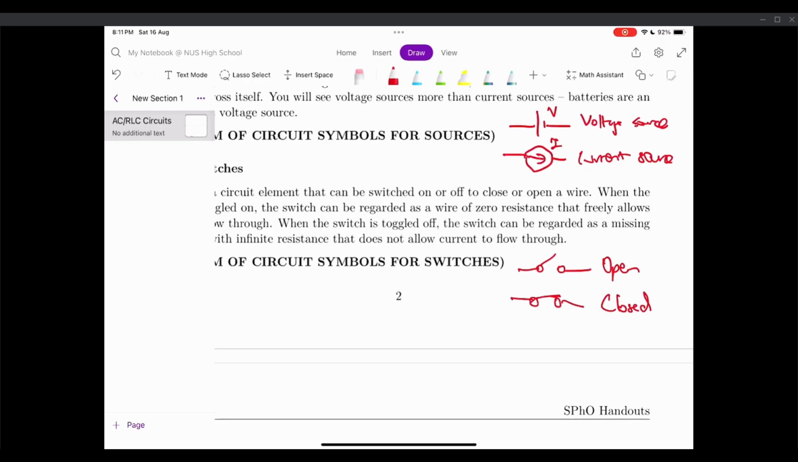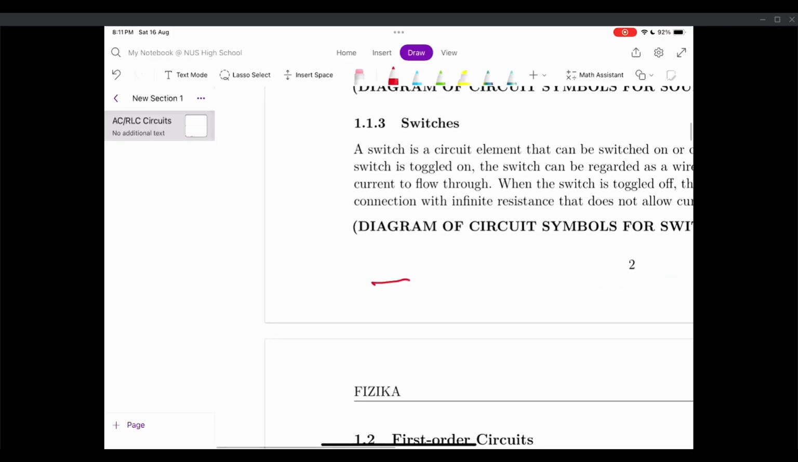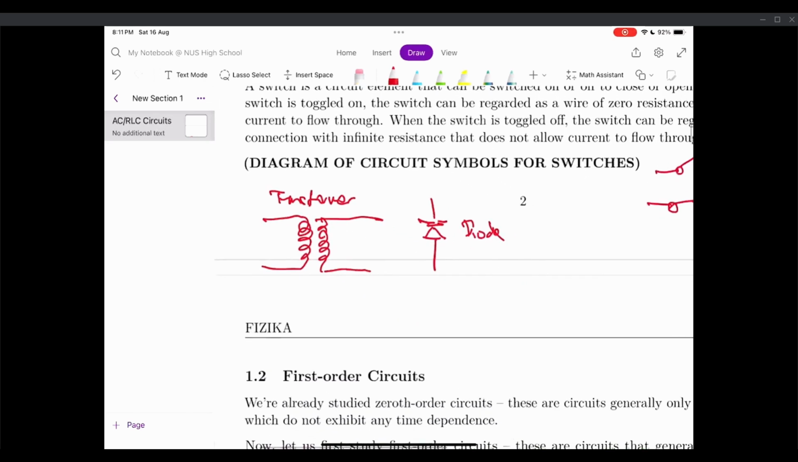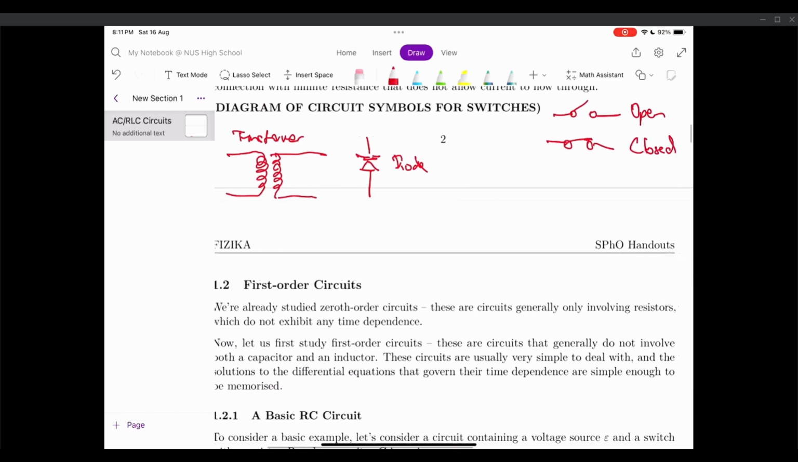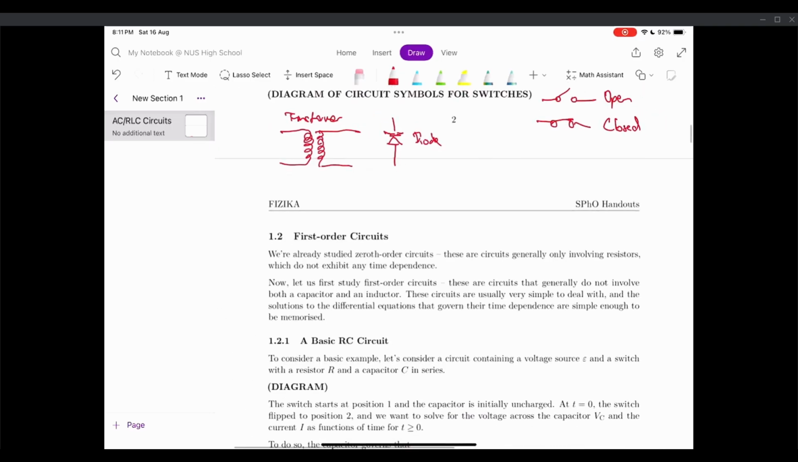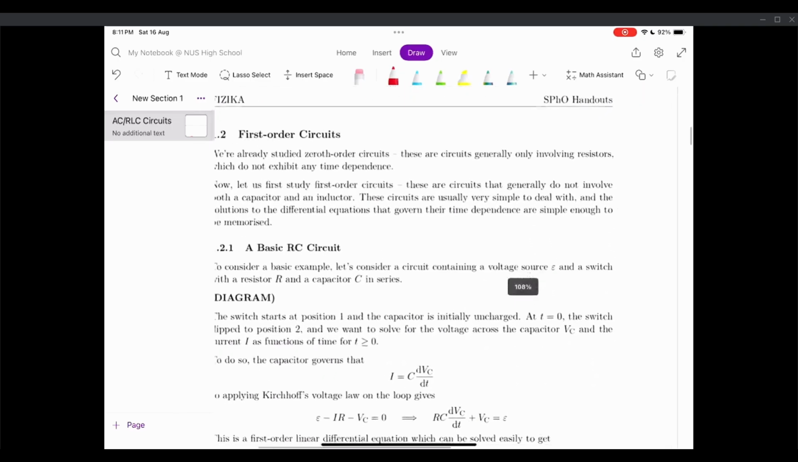There sometimes might be other elements that you might see. Sometimes you might see something that looks like this. This is something called a transformer. Or sometimes you might see something like this. This is a diode. But you won't encounter them very often, if at all, honestly. So you don't really need to take note of these. But sometimes you might see them in more advanced competitions. Okay. So those are the main circuit elements.